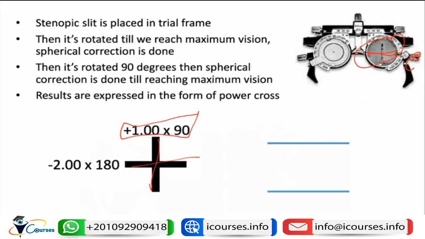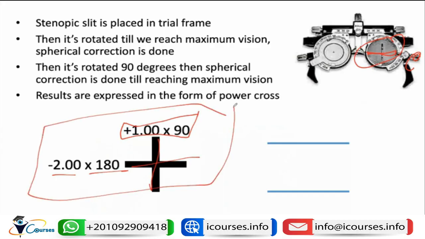Then again we put spherical corrections until the patient reaches the maximum vision. So if the patient has the maximum vision with -2 in the horizontal meridian, we put the -2 axis 180 in the horizontal meridian. So the patient was corrected by 2 spherical lenses, and each one was in a different meridian. This result is what's called the power cross.